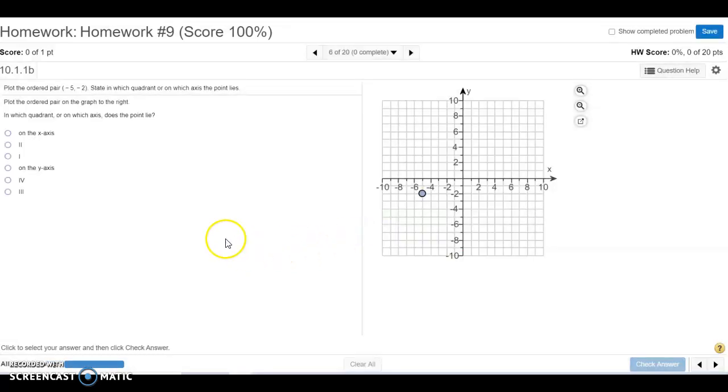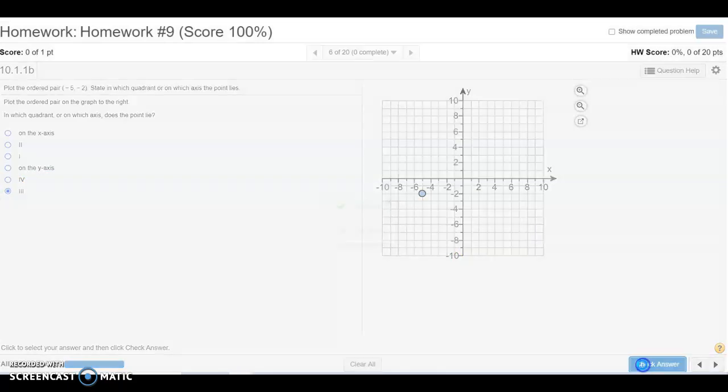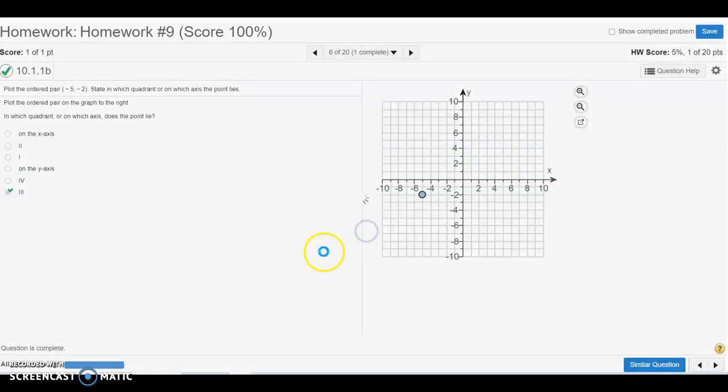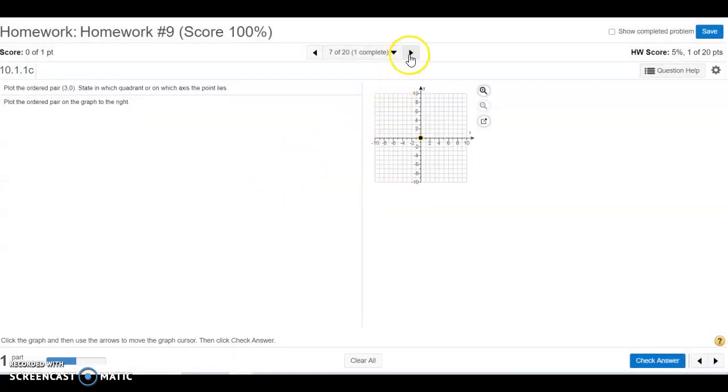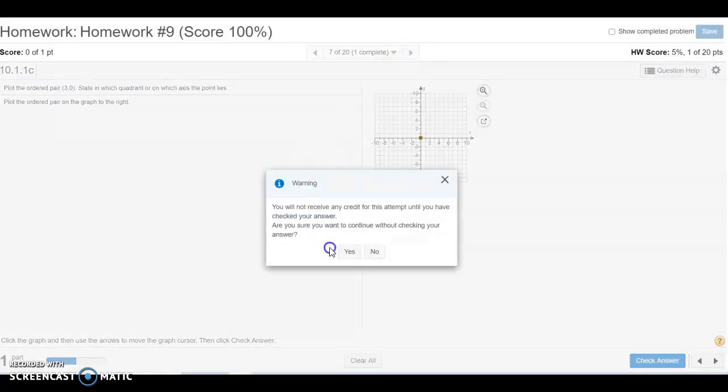Okay, now it's going to ask for which quadrant or on which axis. Remember, upper right is quadrant 1, then counterclockwise, quadrant 2, quadrant 3, and then quadrant 4. So our point is in quadrant 3. Okay, so that's how you plot points.